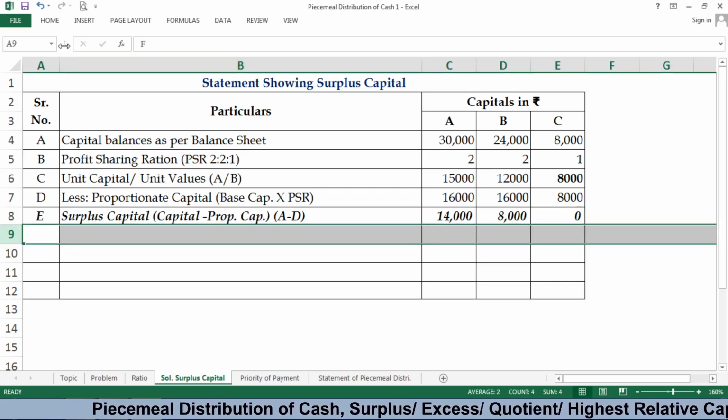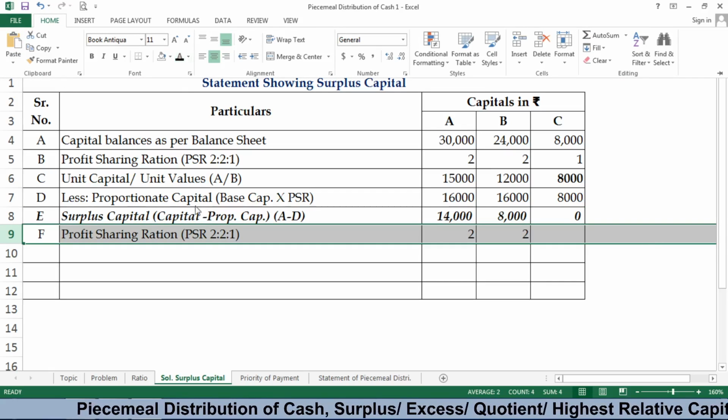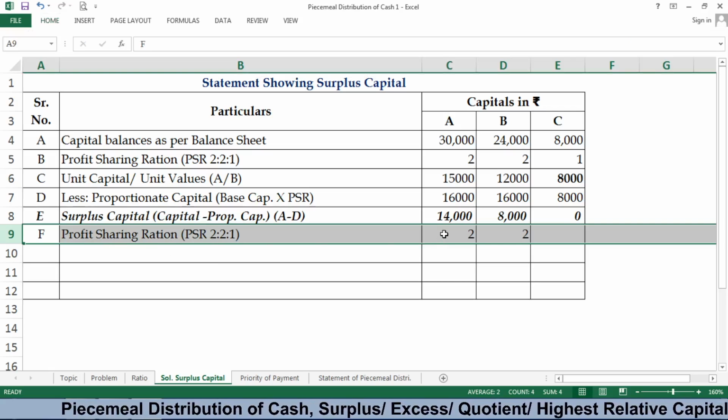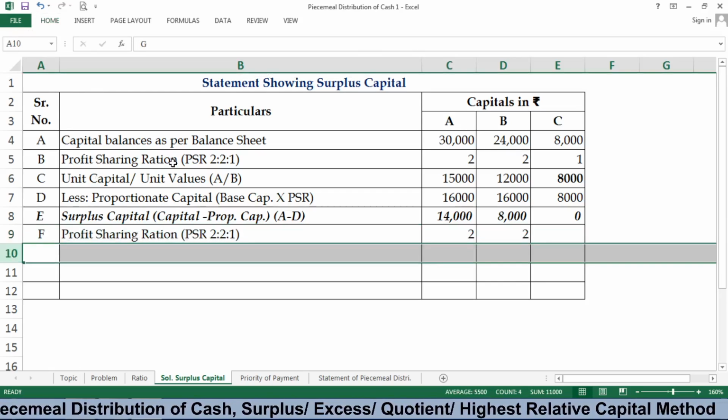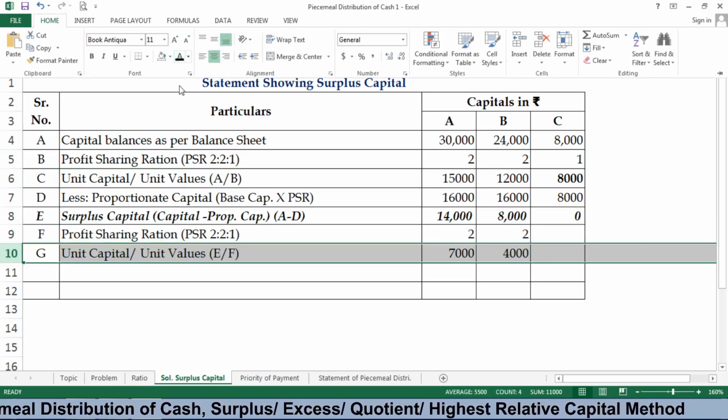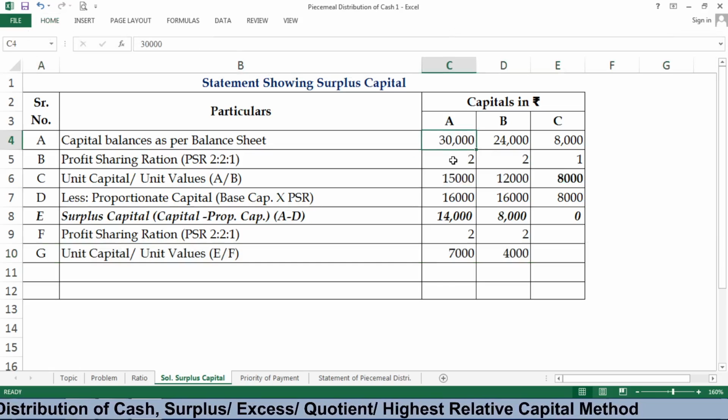So next step is, again we will write down the profit sharing ratio. Profit sharing ratio is 2 is to 2 and the share of C is already nil, so that's why we will not consider it as its profit sharing ratio. The next step is unit capital. So we will see the unit capital. What is unit capital? Unit capital is nothing but the capital divided by profit sharing ratio. Here the capital was 30,000, we divide it by 2, so the unit capital or unit value comes to 15,000.